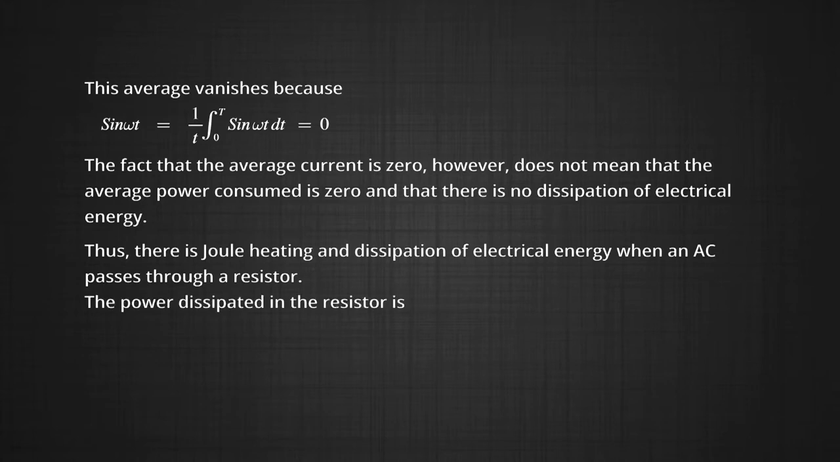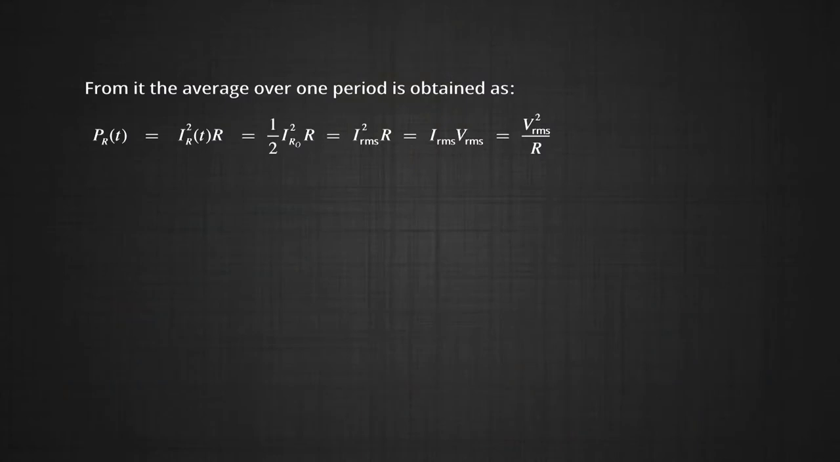The power dissipated in a resistor at a certain time interval t is P_R = V_R I_R, or I squared R. The average over one period is obtained as P_avg = average of I squared R, which is equal to 1/2 I0 squared R, which is equal to I_rms squared R, that is I_rms V_rms, that is V squared divided by R. Also, the value of I squared R t does not vanish.